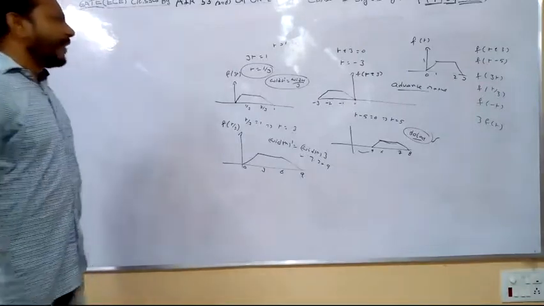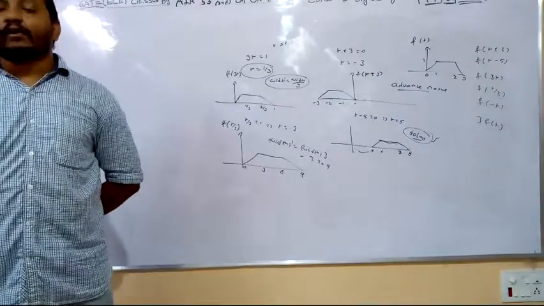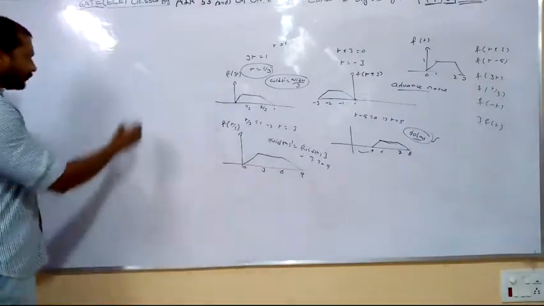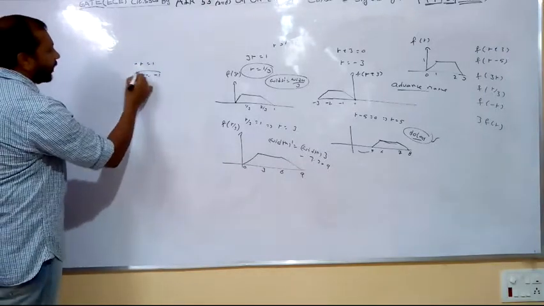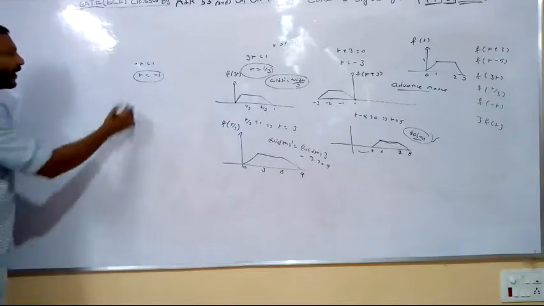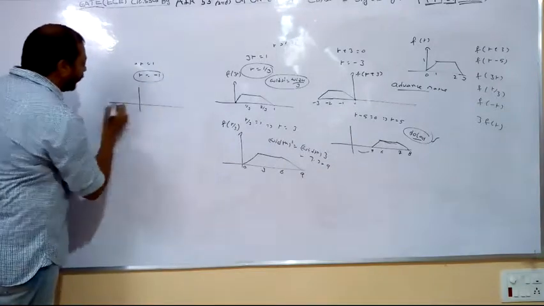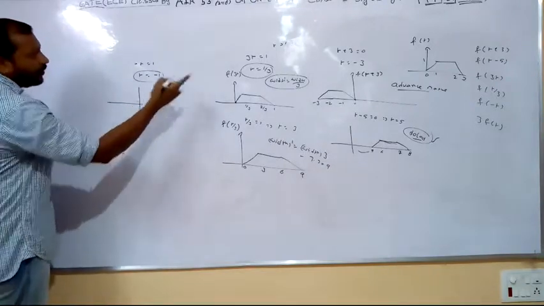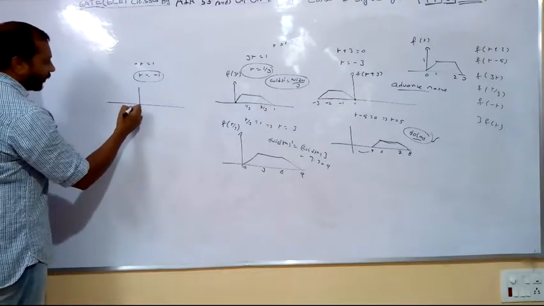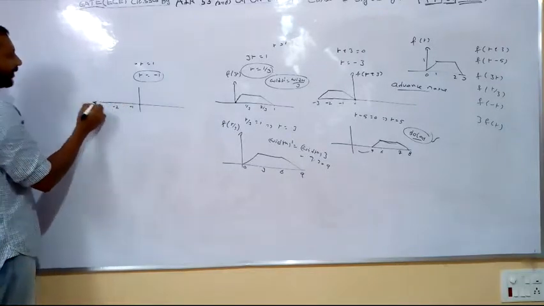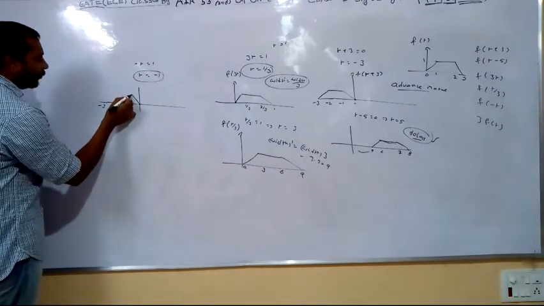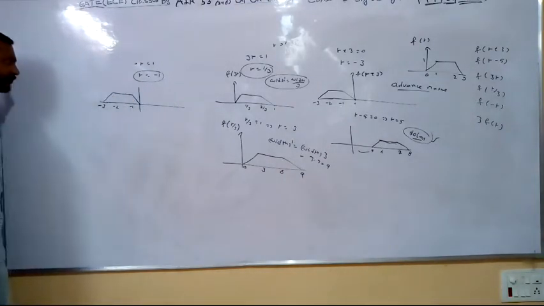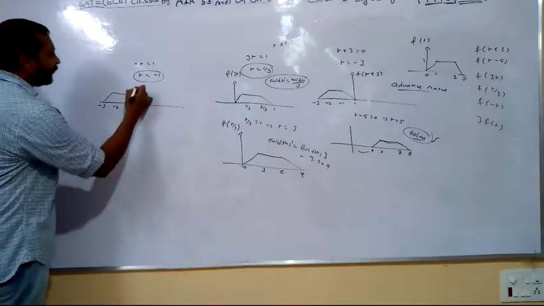Now coming to f of minus t. F of minus t is also scaling only. So equate minus t equal to 1, so t equal to minus 1. So multiply each and every instance of time with t equal to minus 1. So 0 will become 0 only, 1 will become minus 1, 2 will become minus 2, and 3 will become minus 3. The shape is simply like this. This is your f of minus t.